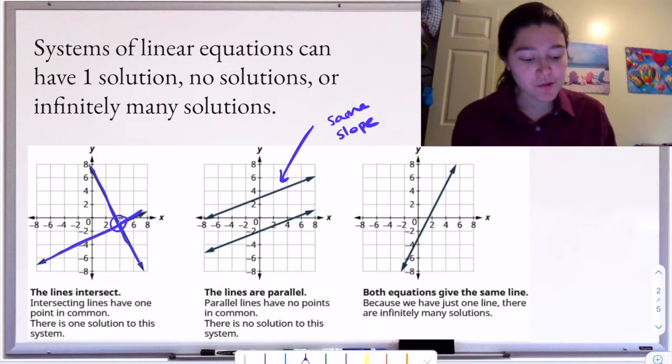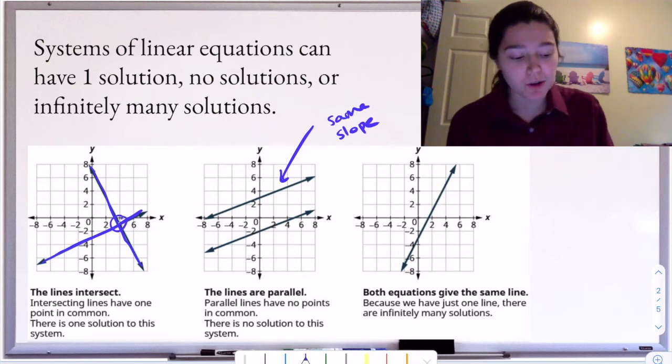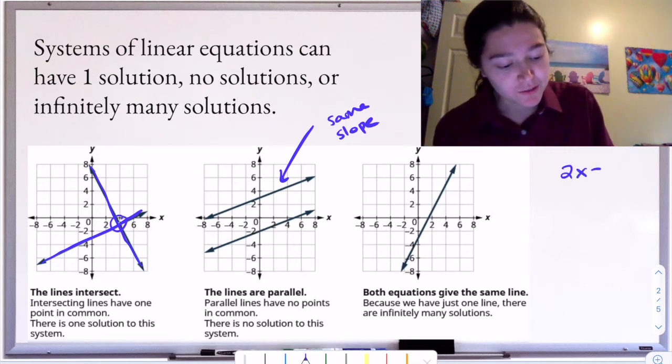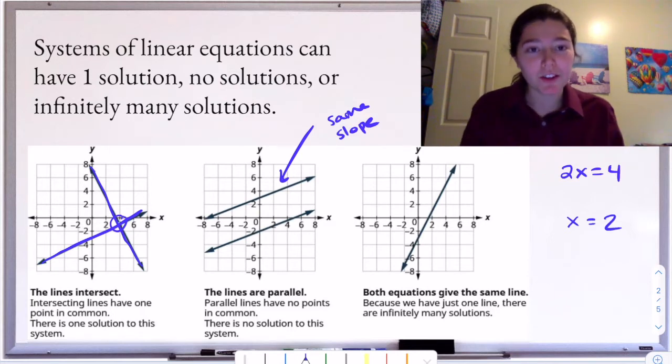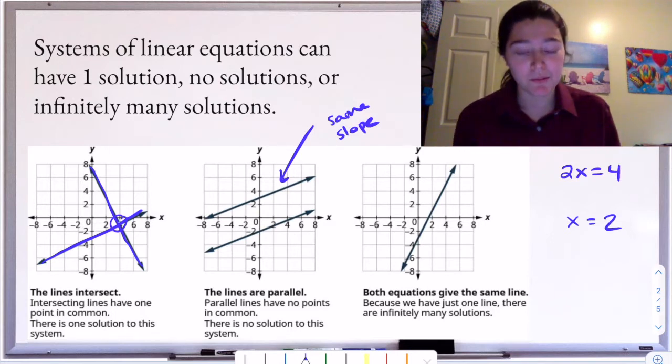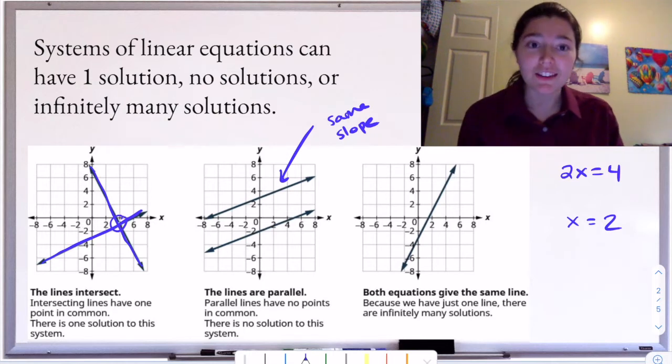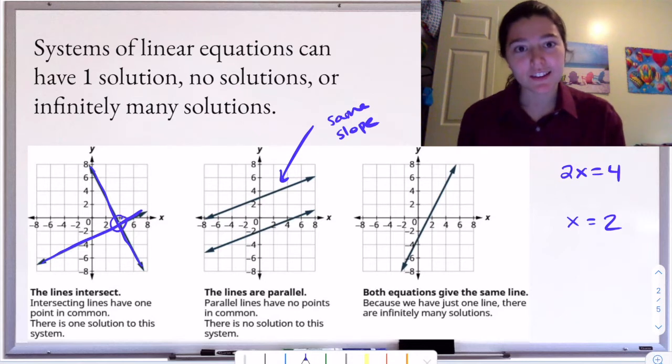And then if both equations ultimately give the same line, they could look like they're in different forms. Like we know 2x equals 4 and x equals 2. Those are two equations, but they're the same equation, right? They're going to give the same line. In those situations, we'd say the system has infinitely many solutions. Any point along that line is going to be a solution.